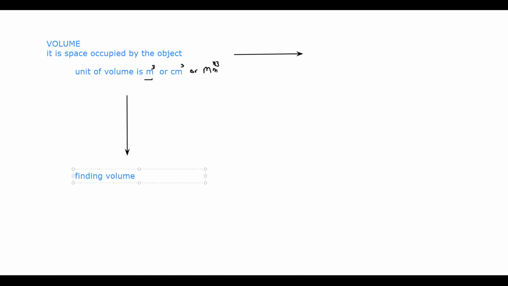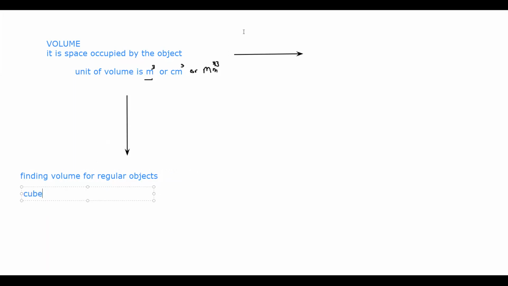Finding volume for regular objects: objects which have a definite shape are known as regular objects. So how can we find it? There are different types of objects. You may have, for example, a cube.